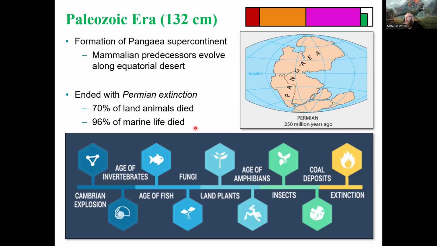But as a supercontinent forms, the one thing I'm going to mention here is that our mammalian predecessors begin to evolve somewhere around the equatorial regions. We're going to get back to them a little bit later, though.